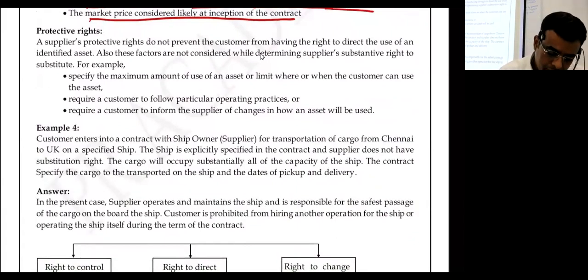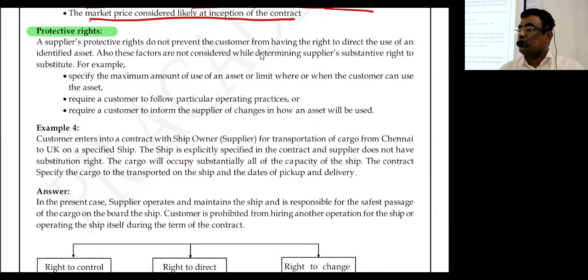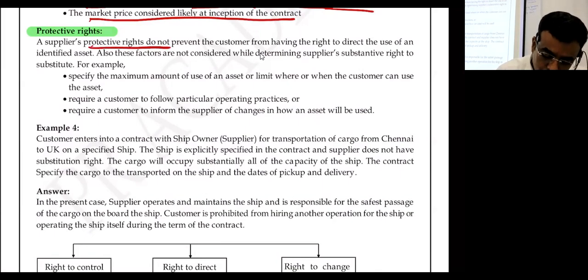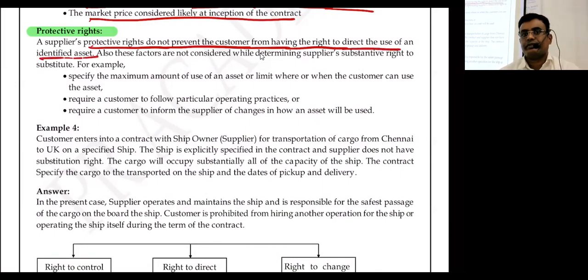Next, protective rights. I told you now. The vendor has installed the software. He will come and check on a periodic basis whether I am using the software only for recording classes or for some other purposes. That is called protective rights. Because of these rights, will I say the customer does not have rights, only the supplier does? No. A supplier's protective rights do not prevent the customer from having the right to direct the use of an identified asset.